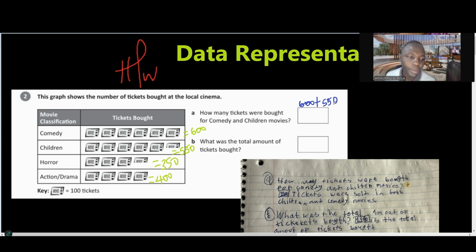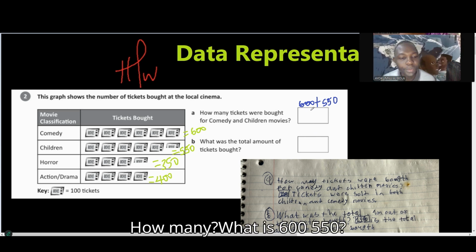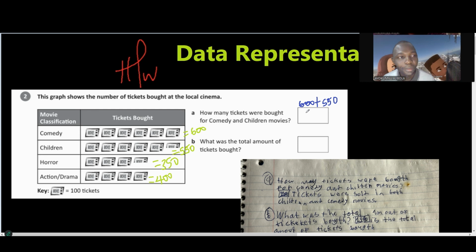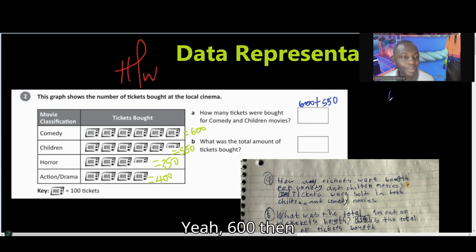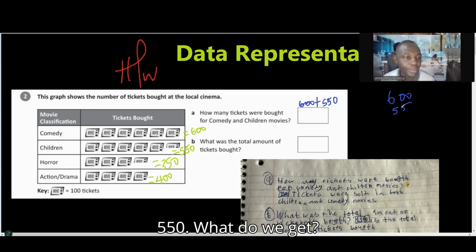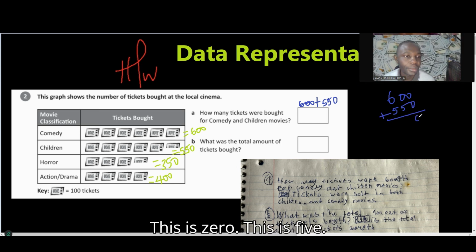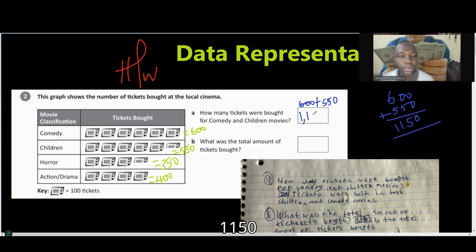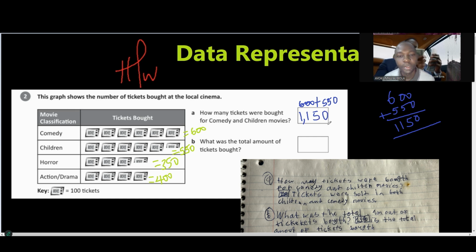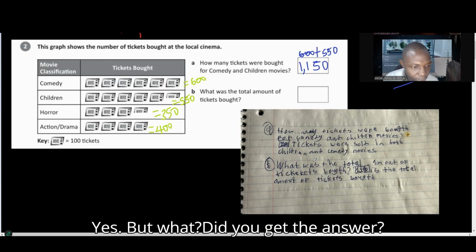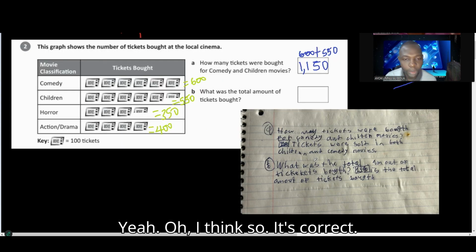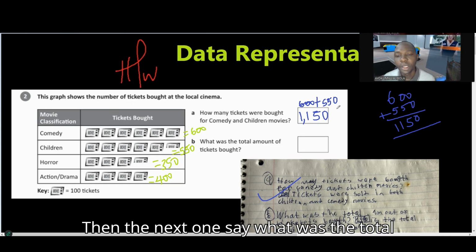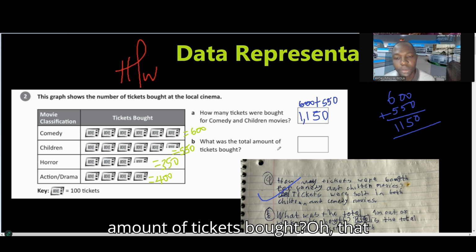And that'll be what? What is 600 plus 550? 600, then 550. What do we get? This is 0, this is 5, this is 11. That is 1,150 tickets, right? Yes. But what did you get as the answer? Yeah, I think so. It's correct. Then the next one says, what was the total amount of tickets bought?